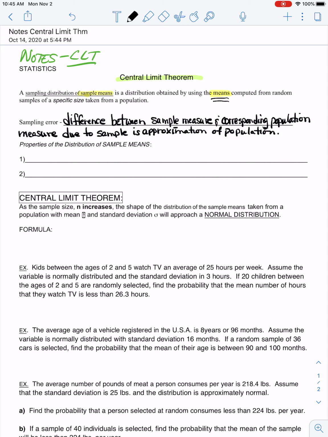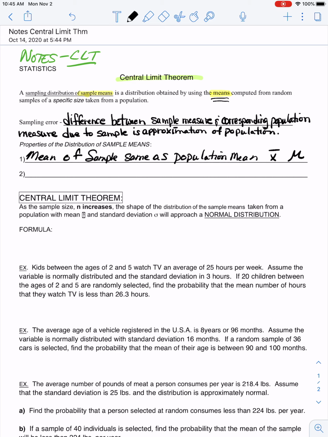Okay, a couple properties of the sample averages. Okay, we're going to have that the mean of the sample is going to be the same as the population mean. Okay, so we're going to interpret that to be the case. So mean, x bar and mu.